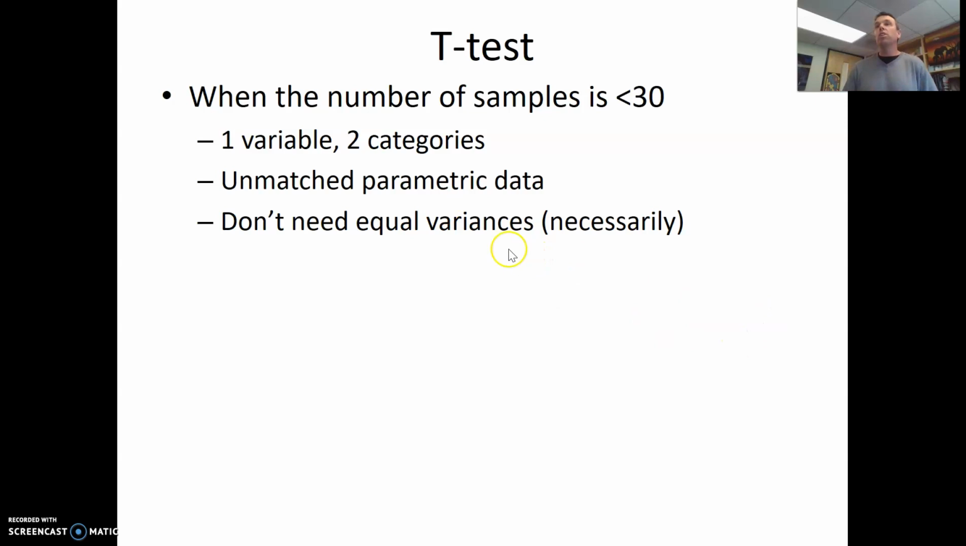You also don't necessarily need equal variances, and I'll talk about this in a second. So, less than 30 samples, you only have two groups, one variable. It can be used for matched or unmatched, or equal or unequal variances.